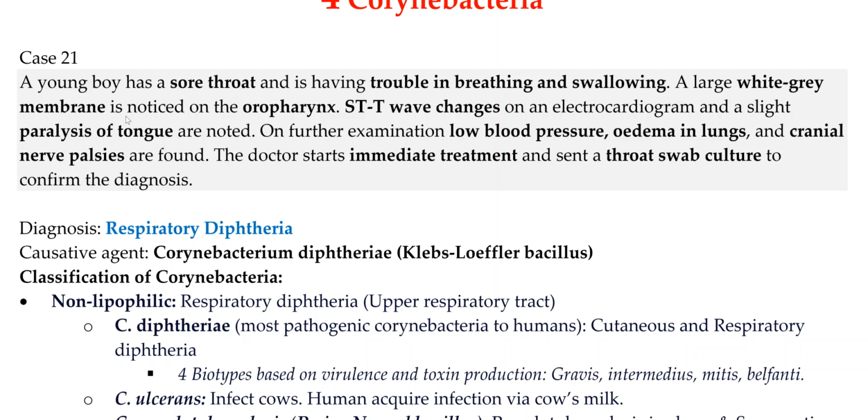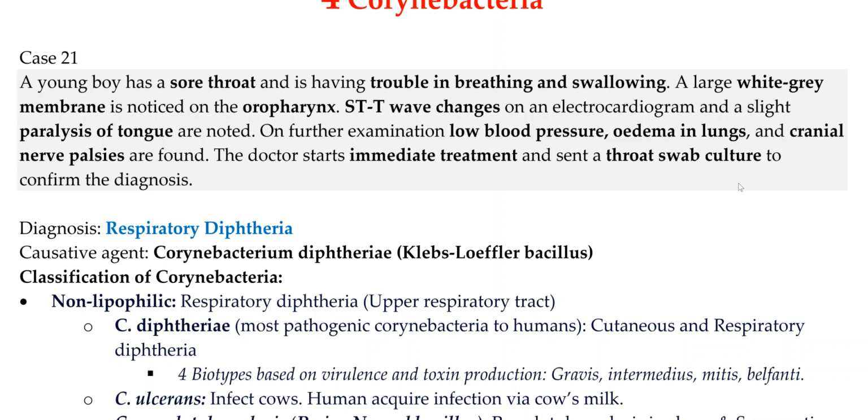Membrane is there on the throat and oropharynx, and there are cardiac changes in the form of rhythm changes. There is paralysis, so neural involvement is there. The person is in hypertension, and edema is there. So heart involvement again, and cranial nerve palsies are found. So again, neurological involvement. An immediate treatment requiring condition is there, for which you take a throat swab culture.